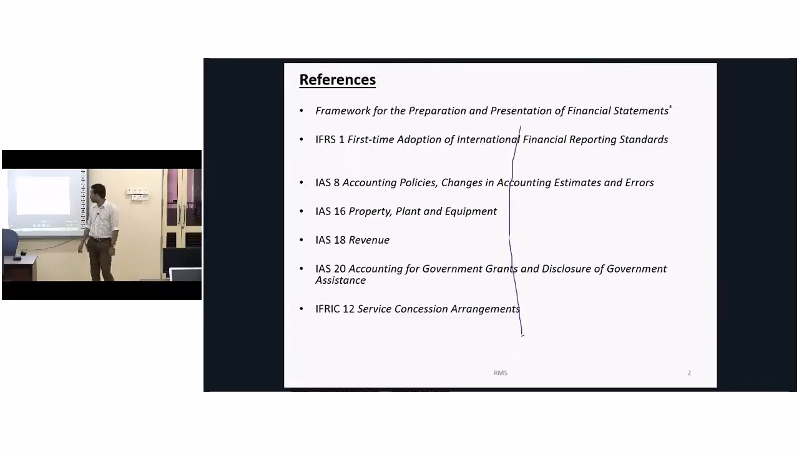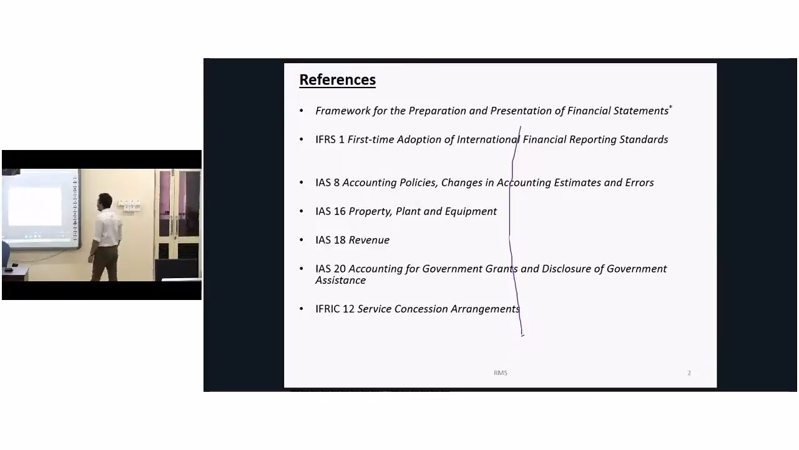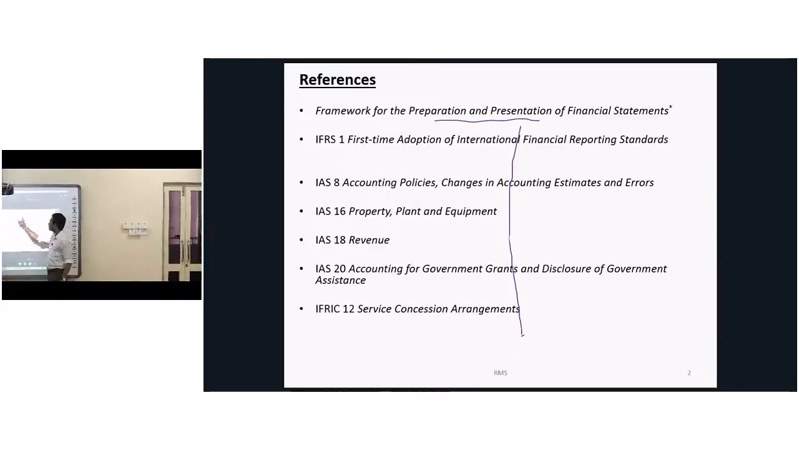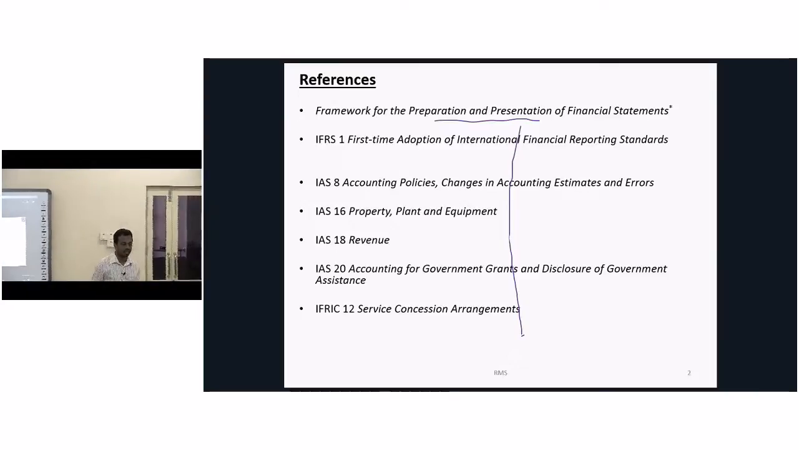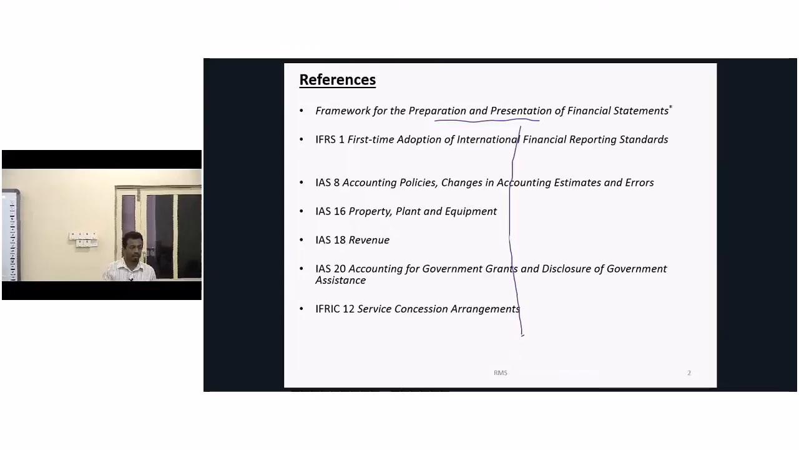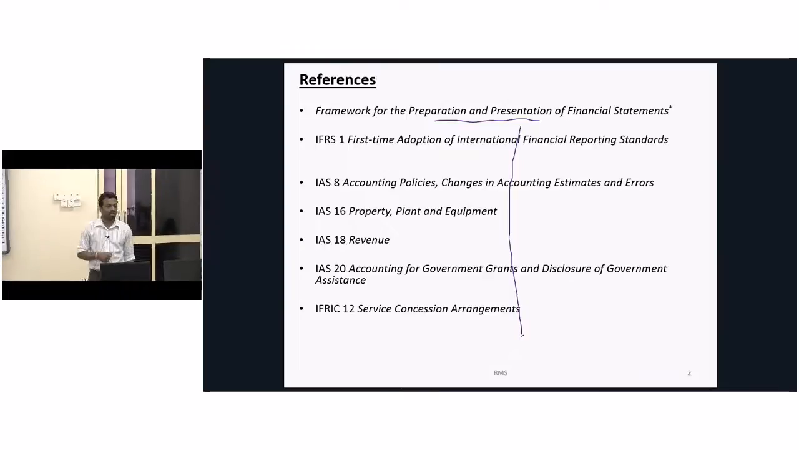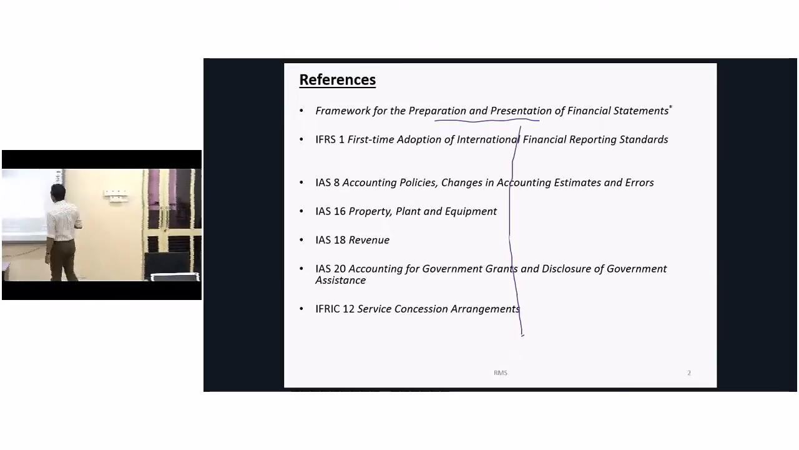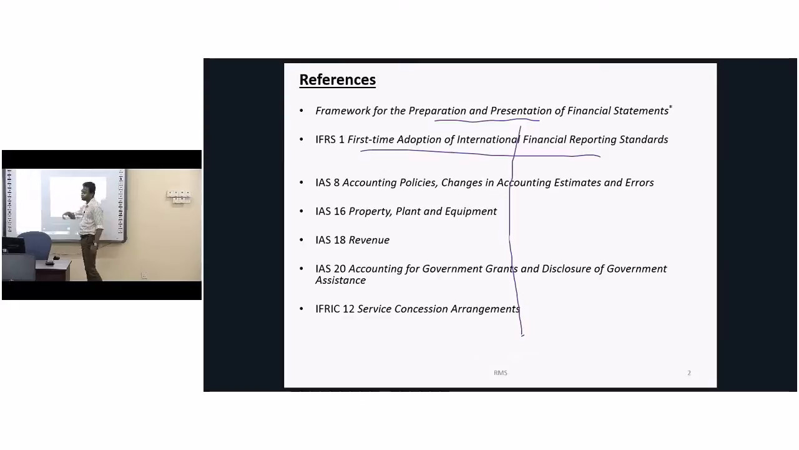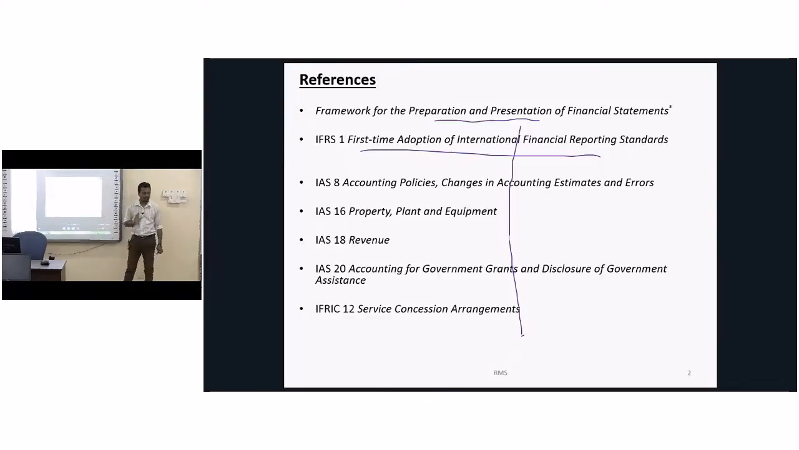That is the reason, right? So look here, first one, framework. Why do we need to have the framework in this standard? You can remember, we need to see whether this is an asset. Asset definition is given by the accounting framework, right? So therefore we have to look at it. First-time adoption is not that applicable in our case because we have already adopted the IFRS version in 2012. So therefore you don't need to look at that.